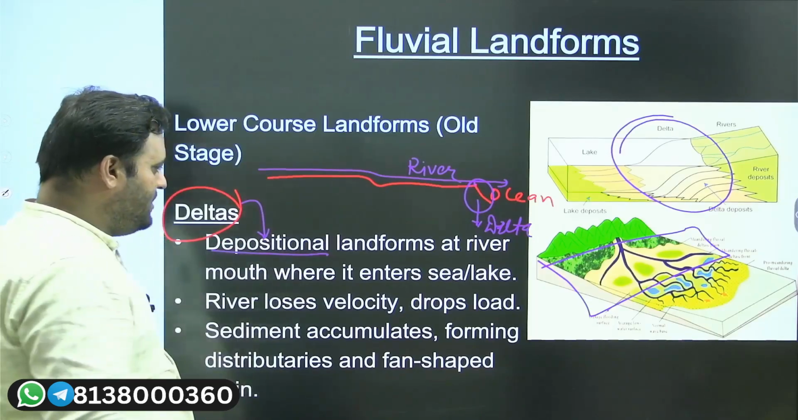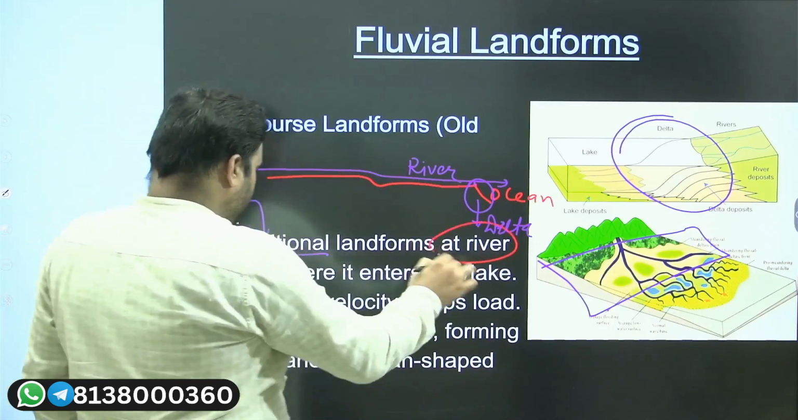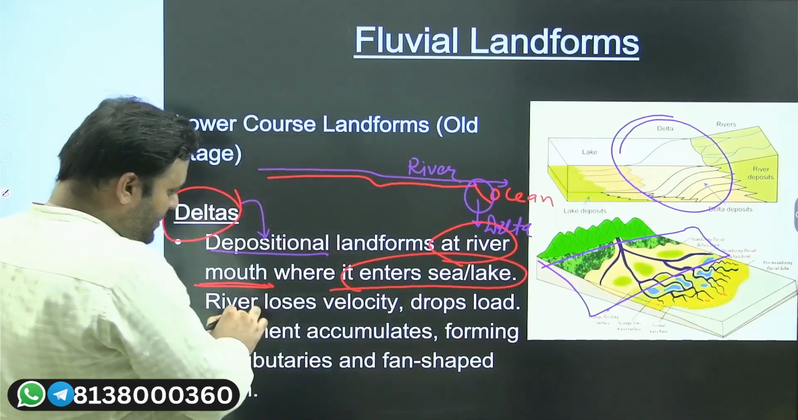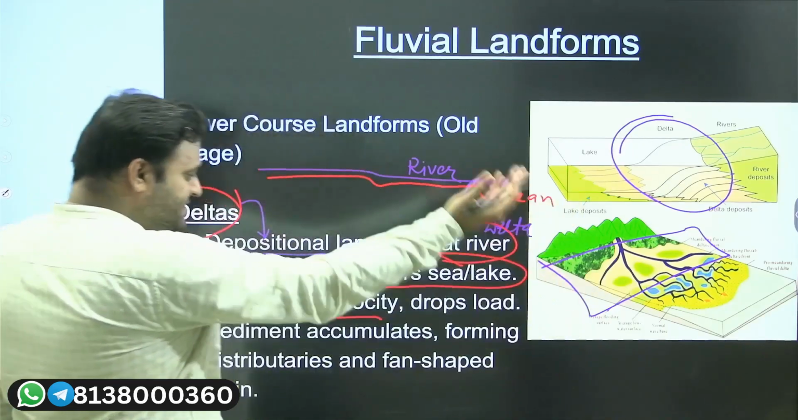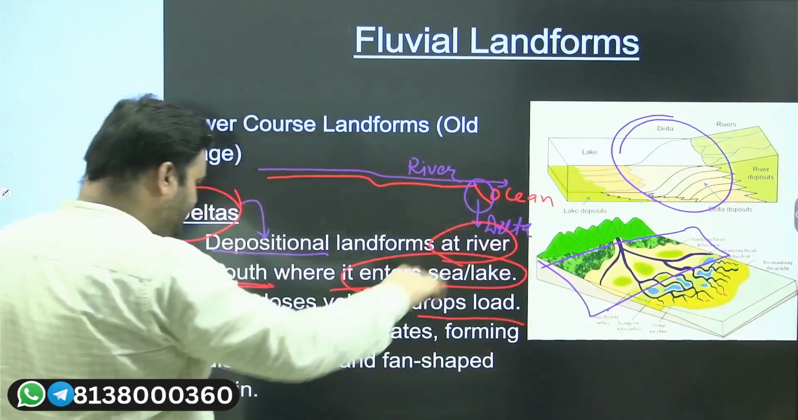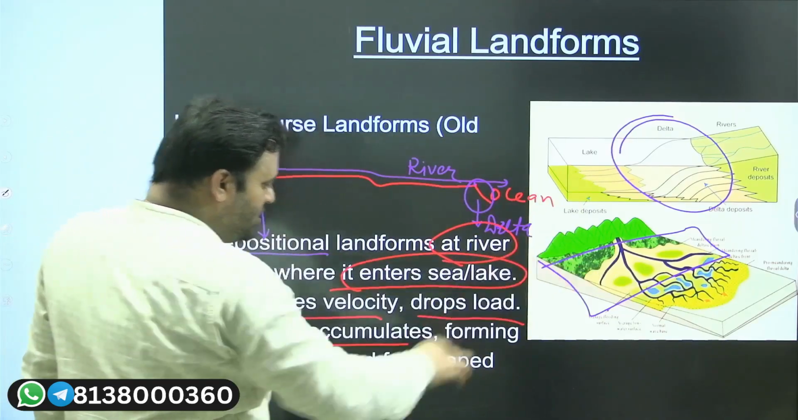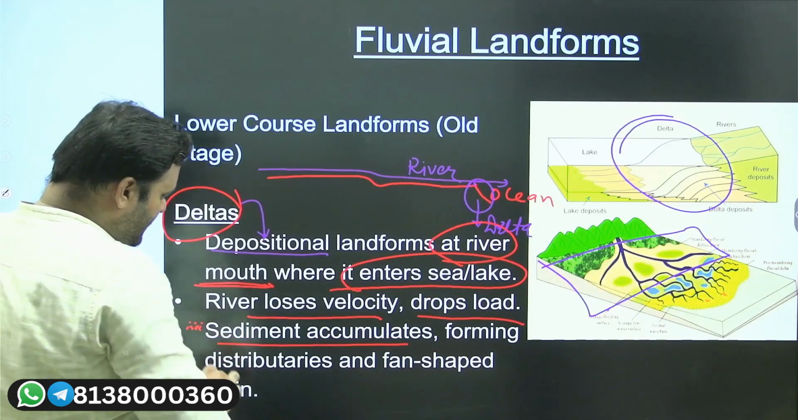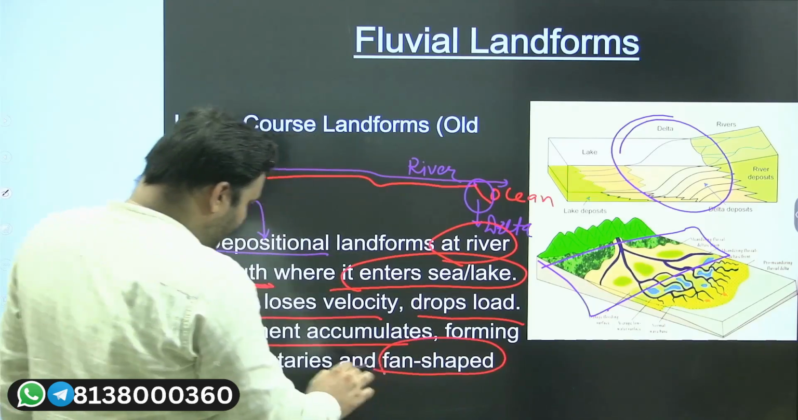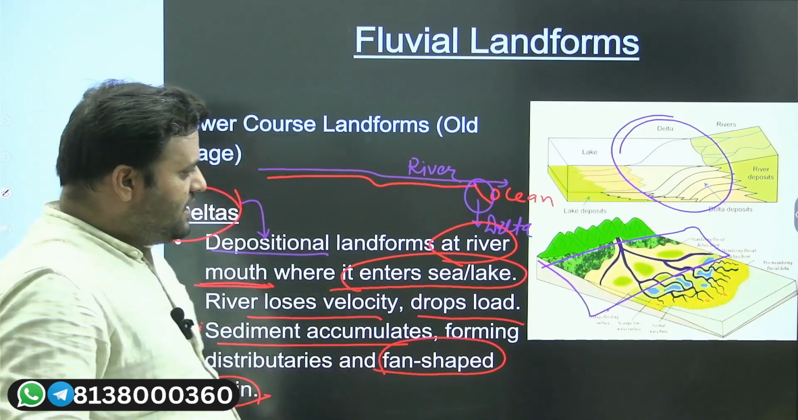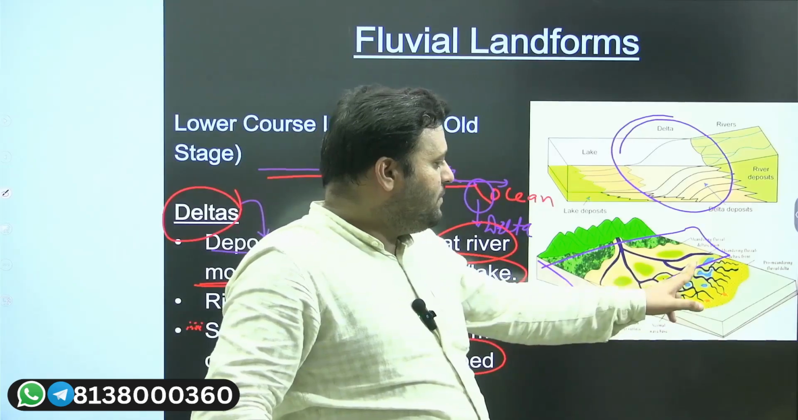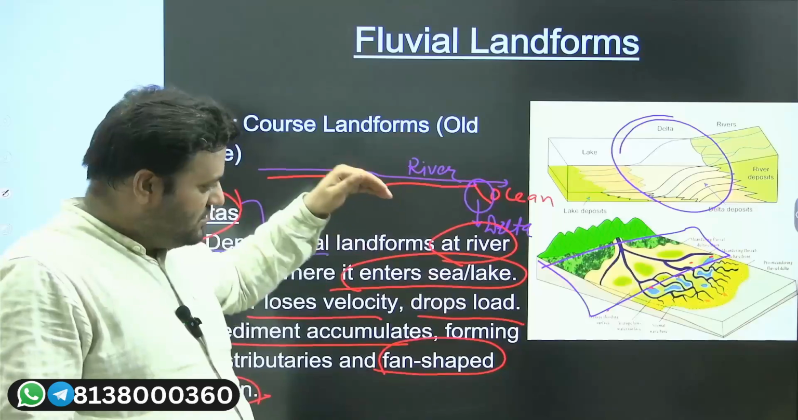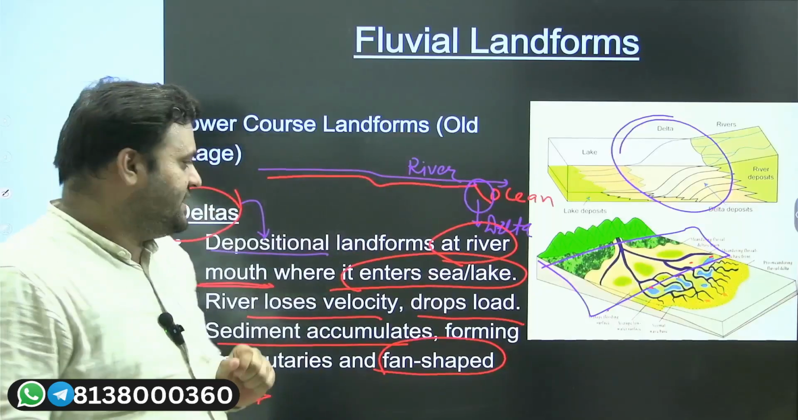Delta is an example of a depositional landform at the river mouth where it enters a sea or lake. The river loses velocity because of the gentlest slope and drops all the load which is there. Sediment accumulation will take place. Those small rocks and particles led to the formation of what? Fan-shaped plains. And these fan-shaped plains are known as deltas.